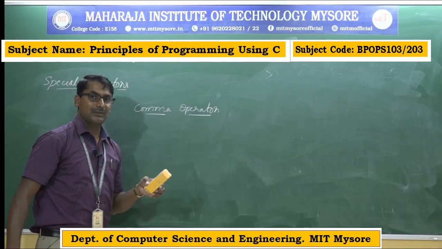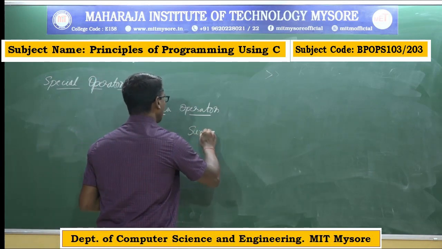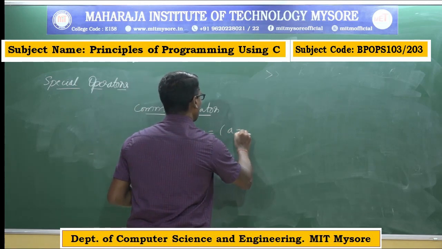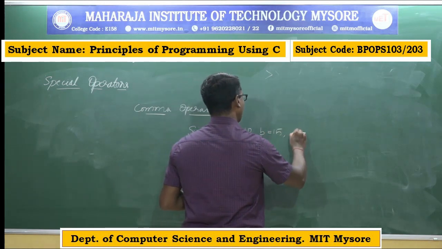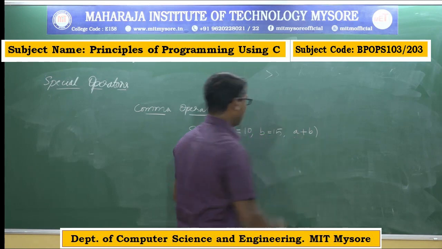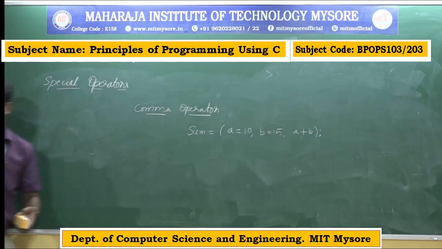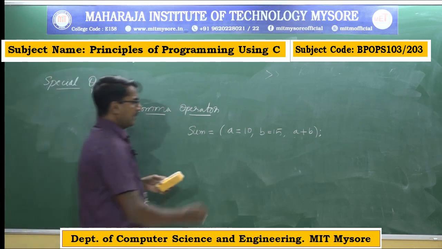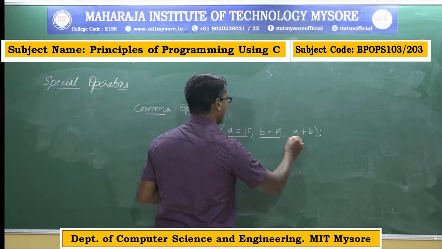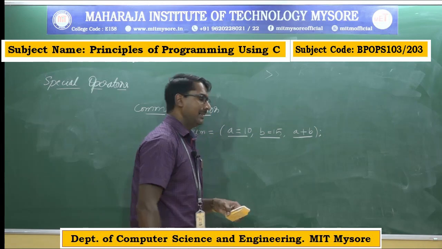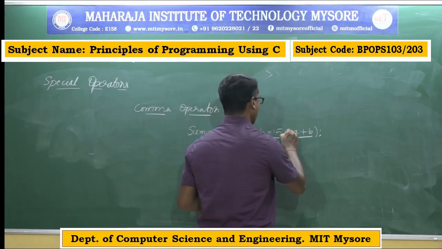The comma operator is mainly used for linking related expressions. Example, consider sum is equal to A is equal to 10, B is equal to 15, and A plus B. Now consider this as an expression. In this expression, the sub-expressions A is equal to 10, B is equal to 15, and A plus B are separated by commas.